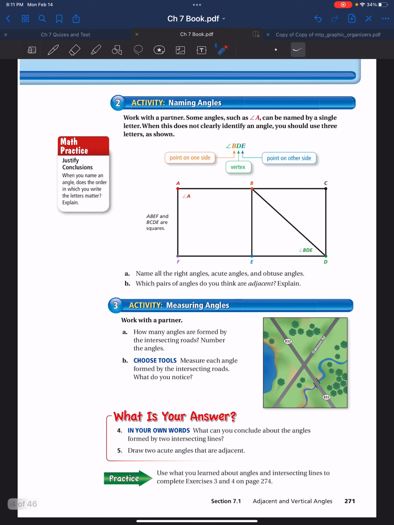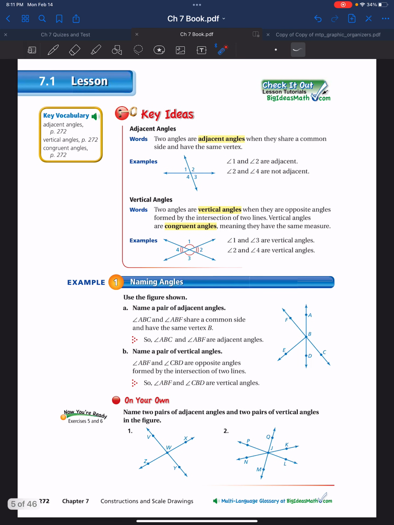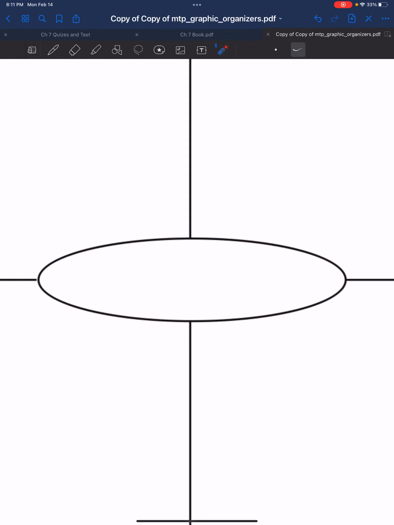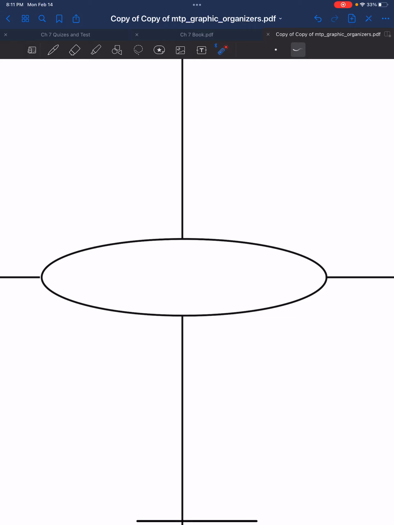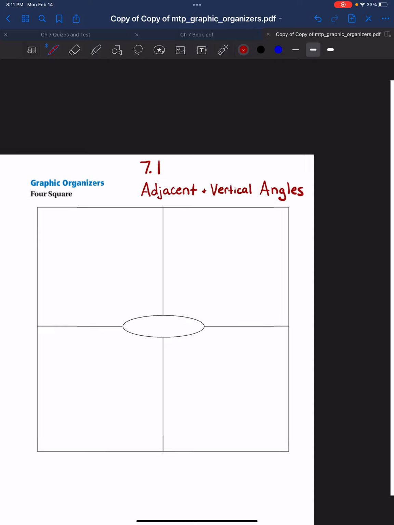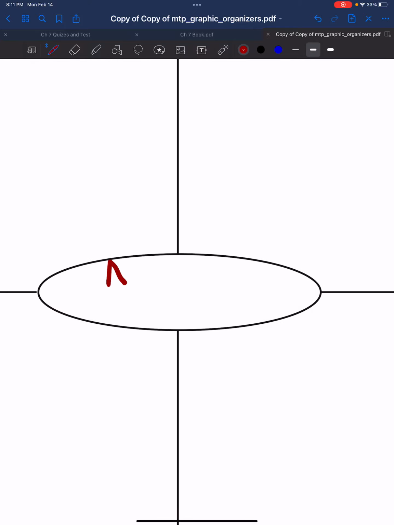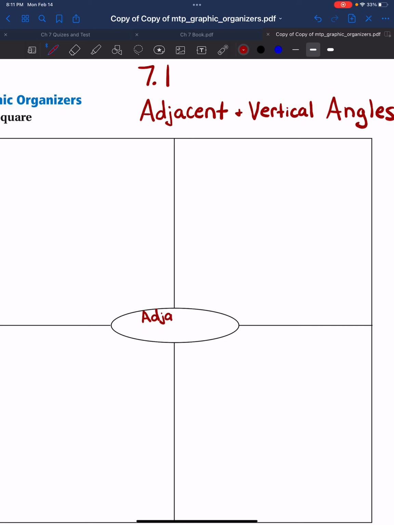We're going to skip the rest of the activities and get right into the lesson, and we will now be filling out our notes. In the center right here, I don't really know what we should put. Maybe let's just put adjacent versus vertical.